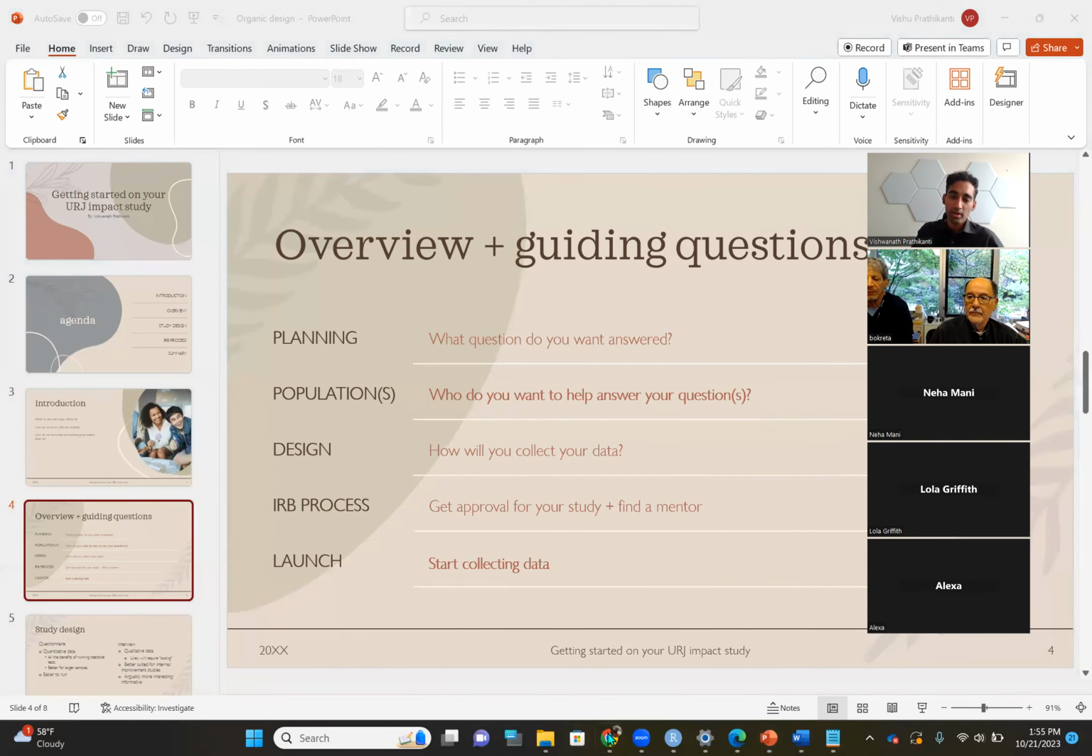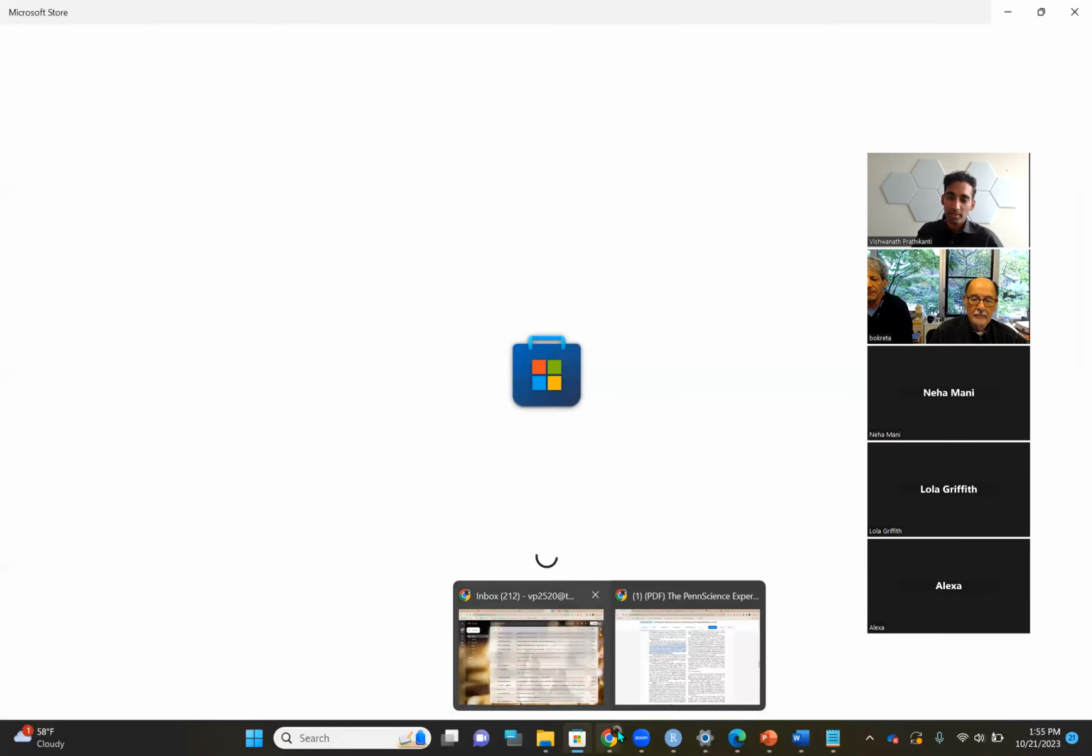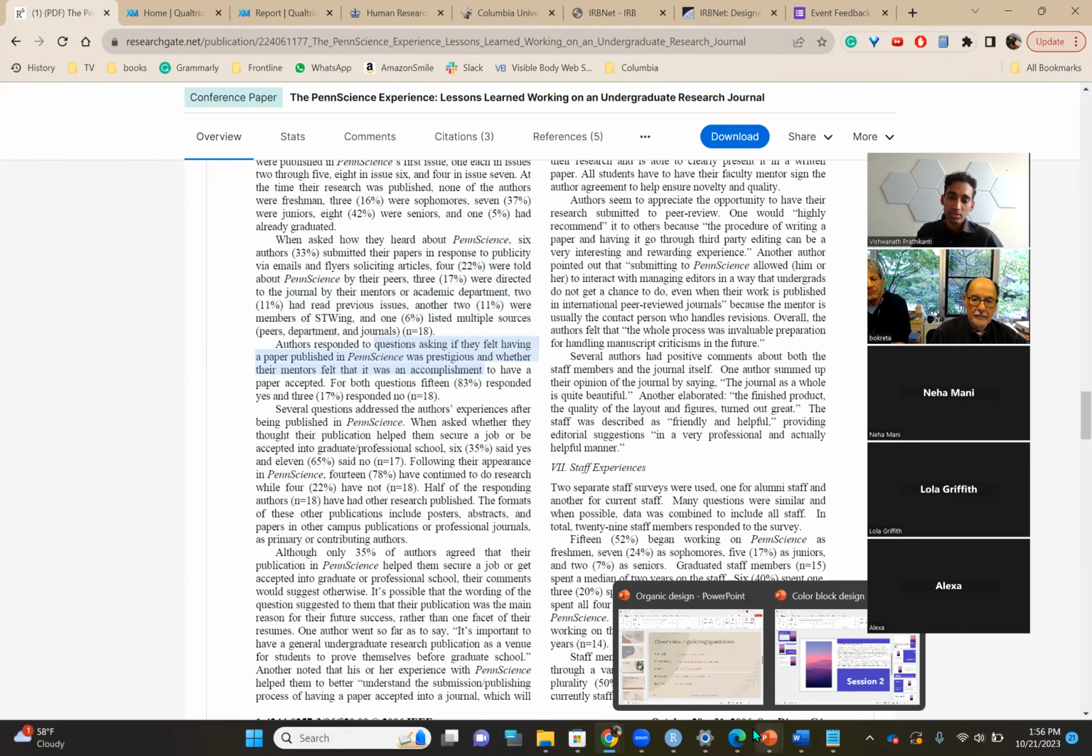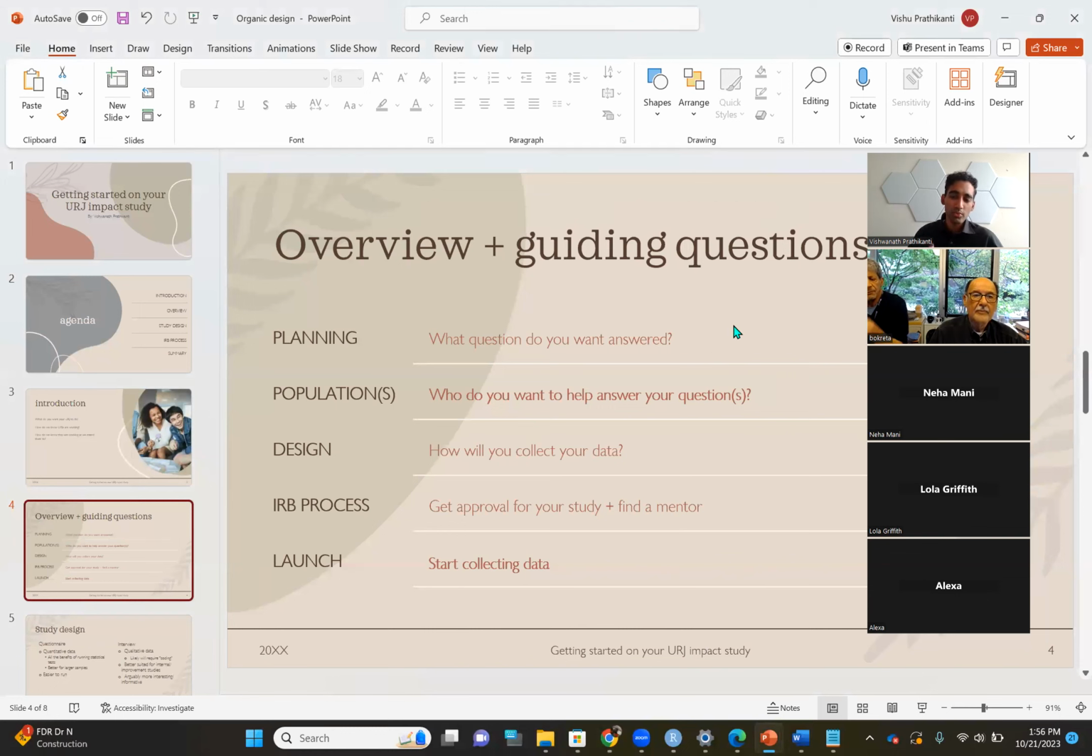In this paper, they asked more general questions, like how you feel about whether Penn Science is prestigious, or whether you think it's an accomplishment to have your paper accepted into the journal. You can ask all kinds of questions, and if you're doing a survey, oftentimes the more the better. That's what you want when you're planning your research question.